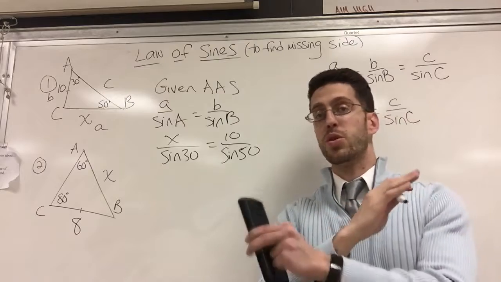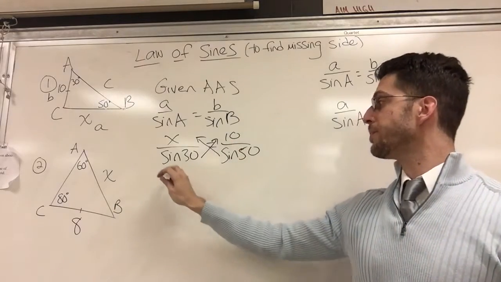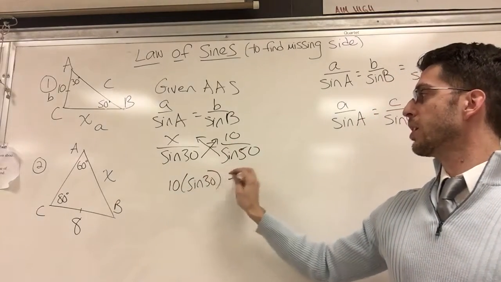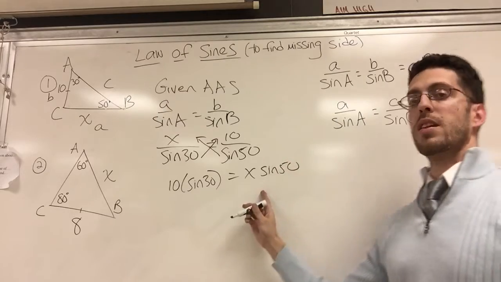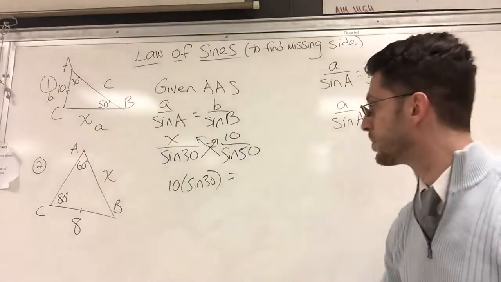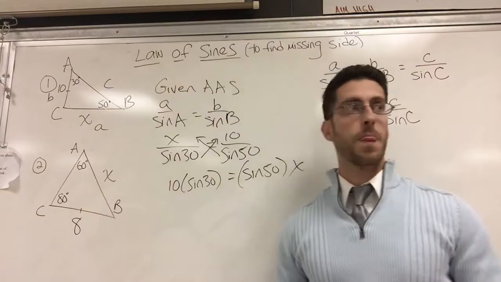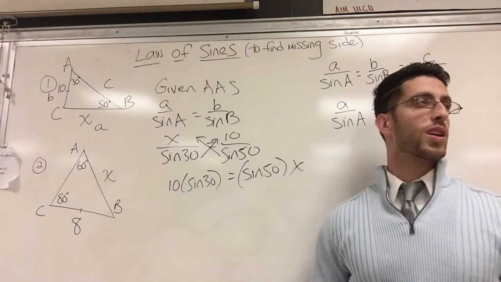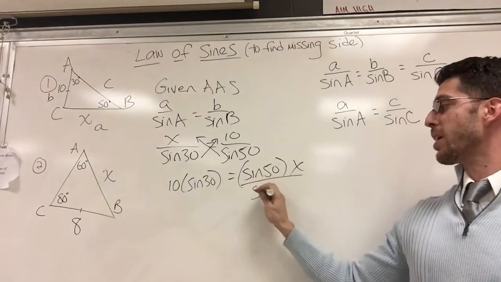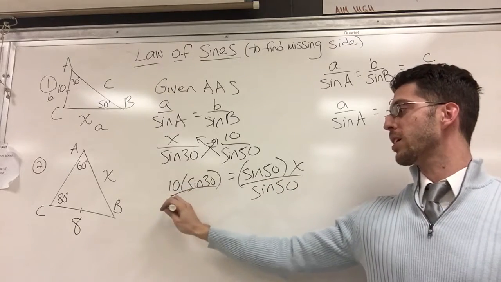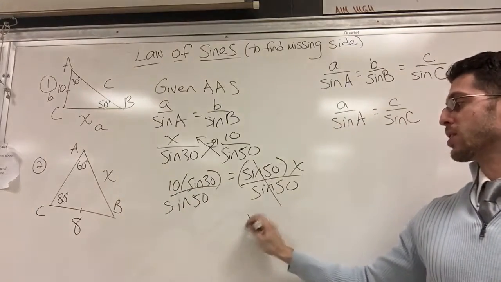You should be comfortable with the proportion, you just cross multiply. I don't even need the calculator yet. Show your work first. So 10 times sine 30 equals x times sine 50. You can write it like this, it makes sense, but I'd rather write sine 50 times x. Now, to get x alone, we want to divide by the coefficient. So I want to get rid of this, and I still don't know what it is. Doesn't matter. Divide by sine 50 on both sides. This cancels, and I've got x alone, and that's what you wanted.